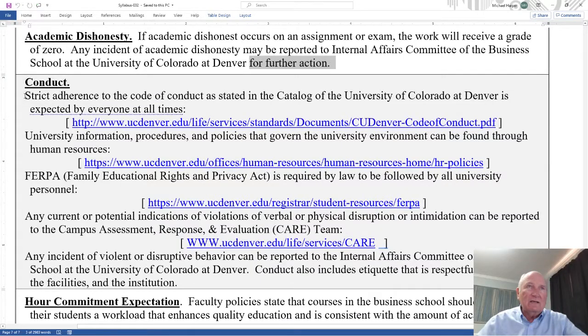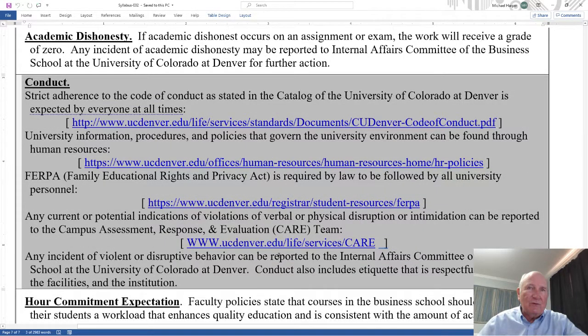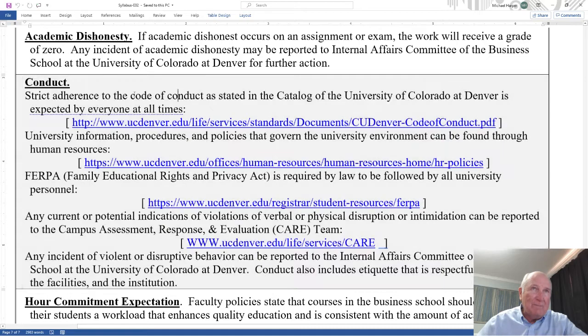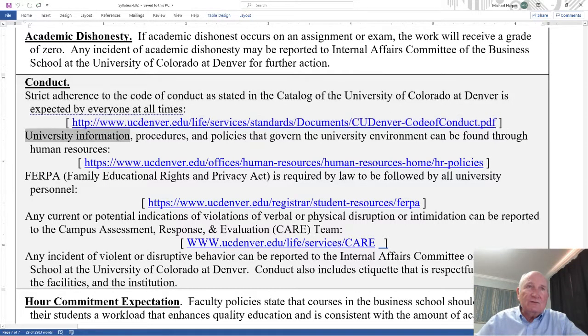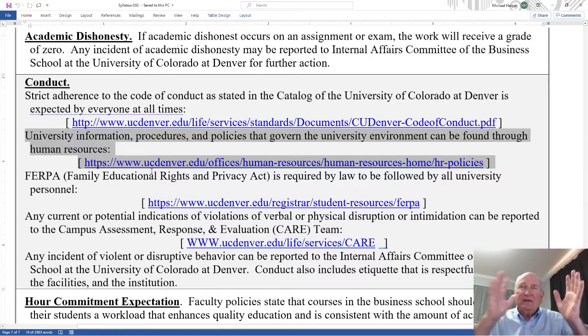Now the conduct. We were asked to put this in our syllabus, and I am. Here is the code of conduct for everybody on campus. Students, faculty, staff, visitors, anybody on campus. That's the code of conduct. Now, this is the university information, procedures, policies, all kinds of HR procedures here.